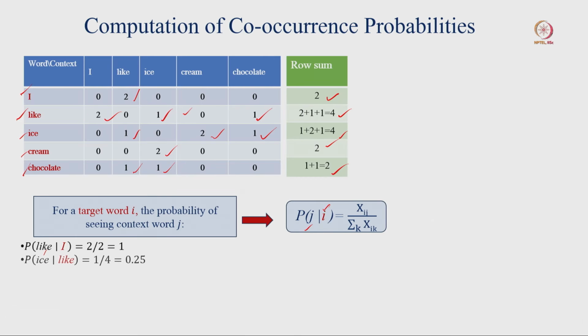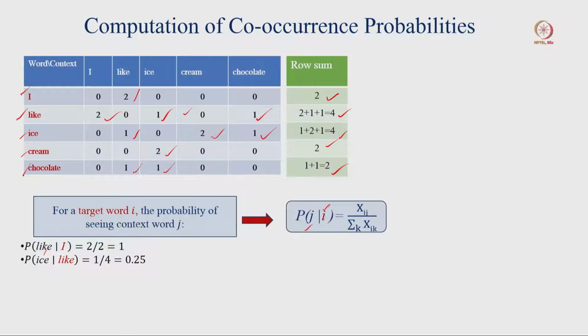Then the probability of "ice" given the target word is "like". So, the probability of "ice": "ice" is the context word, and "like" is the target word. Like being the target word, how many times has the context word "ice" come?